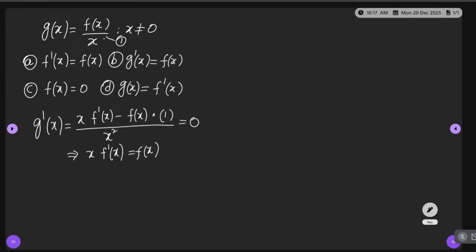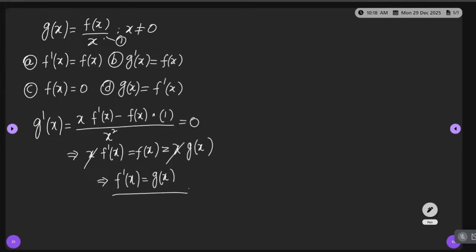F dash of x. Now what is f of x from the given? X into g of x. So x gets cancelled. So f dash of x equals g of x.